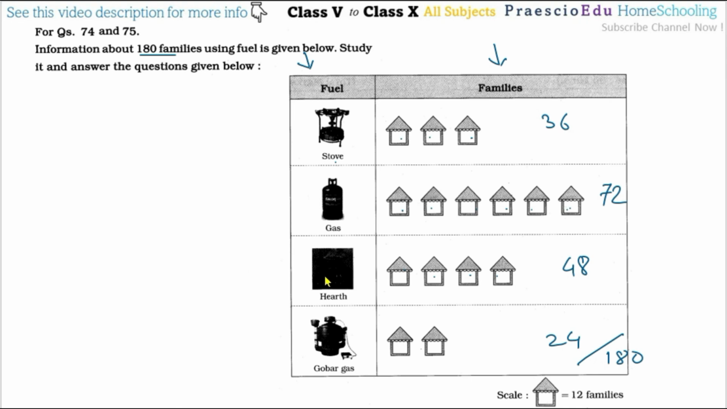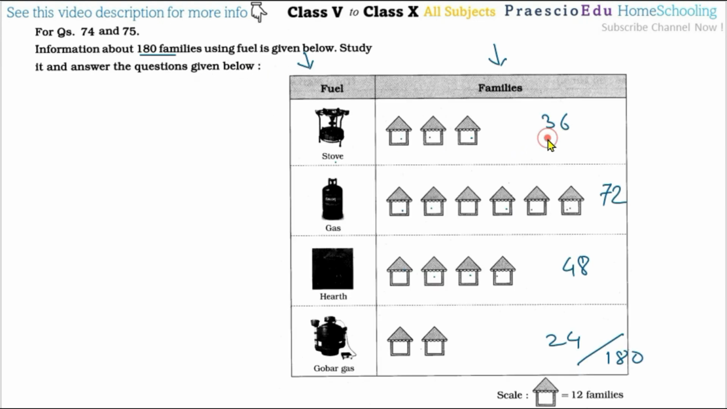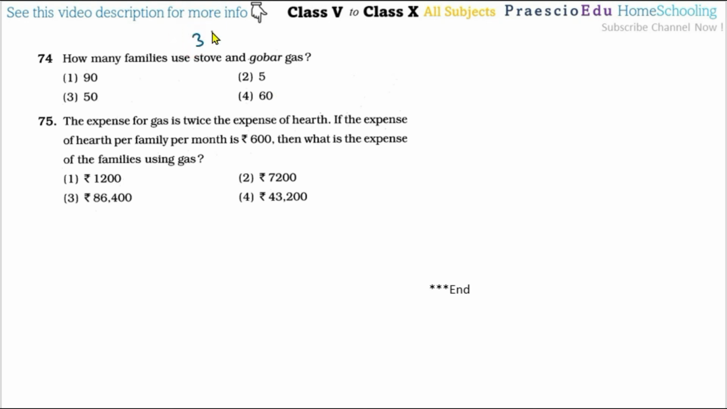Now, as per this information, we are going to solve question number 74. How many families use stove and gobar gas? So stove means 36 and gobar gas means 24. So 36 and gobar gas 24. Additions of this one, we are getting 60. So option number 4 is the correct one.